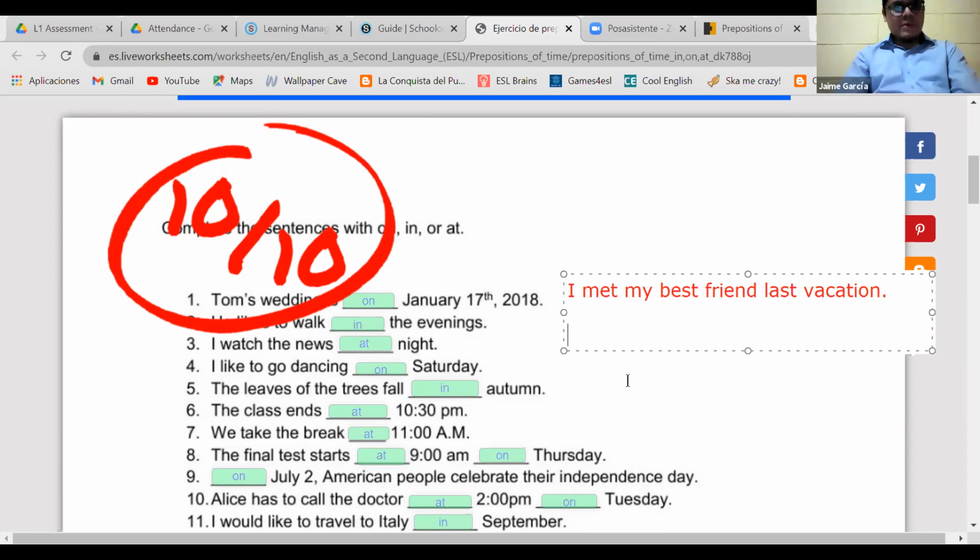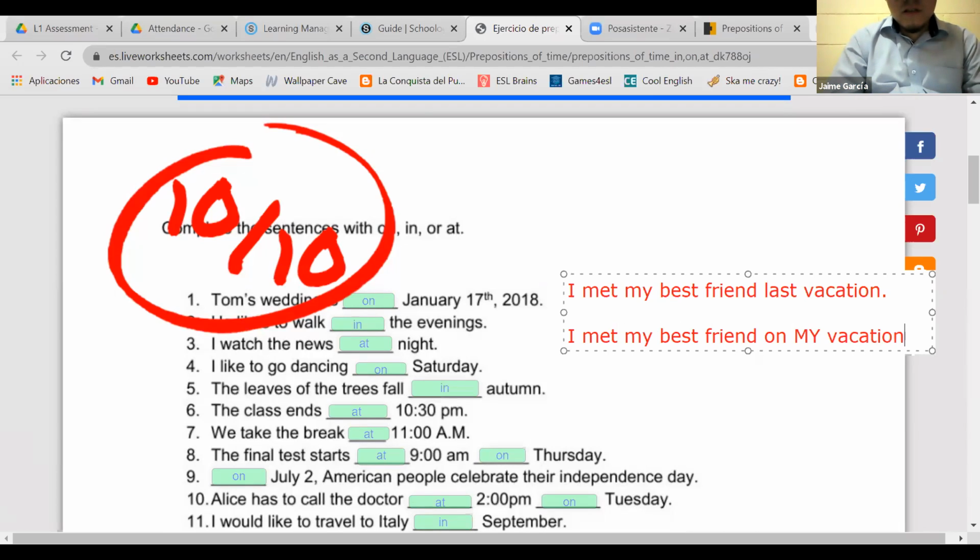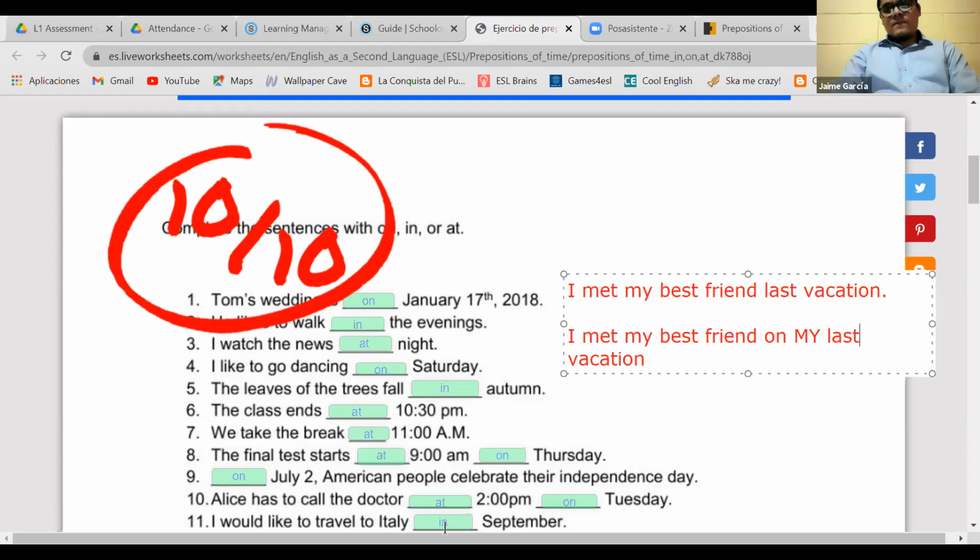In this case, you don't need any preposition, okay? But since you are specifying that it was your vacation, not somebody else's vacation, you need to use a preposition. So I met my best friend on my last vacation, and it doesn't matter in this case if you have the word last.